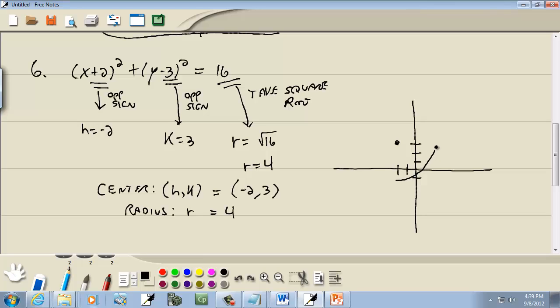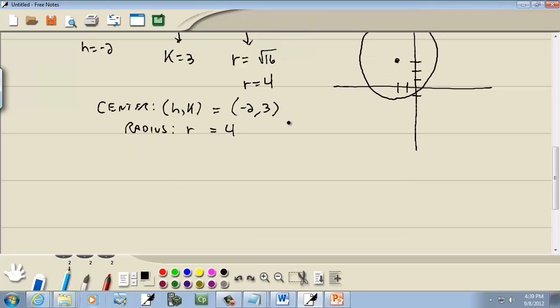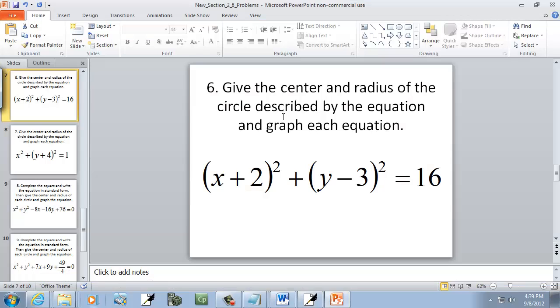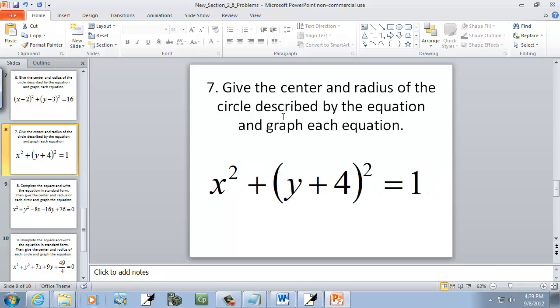So I'll draw around the center an equal distance. No matter if I go up, down, left, or right, the radius should always be 4. If I go at an angle, it should still be 4. So that would be our graph. Now let's take a look at the next one.